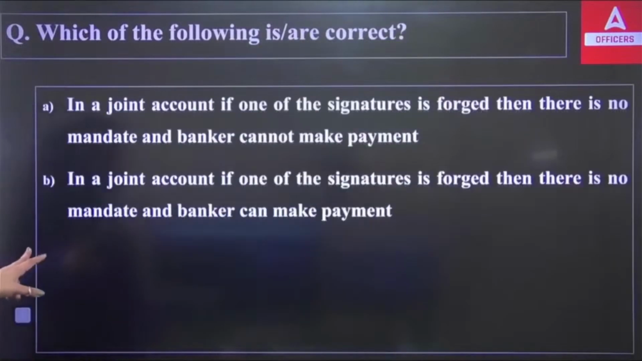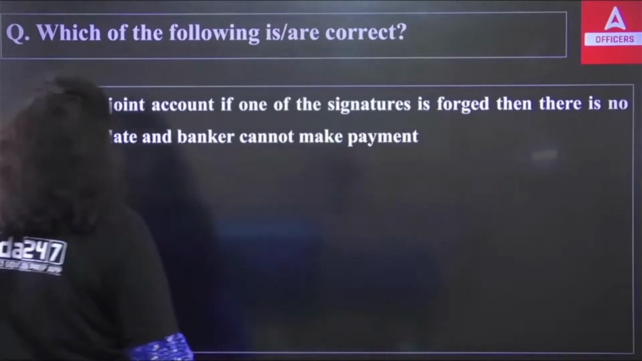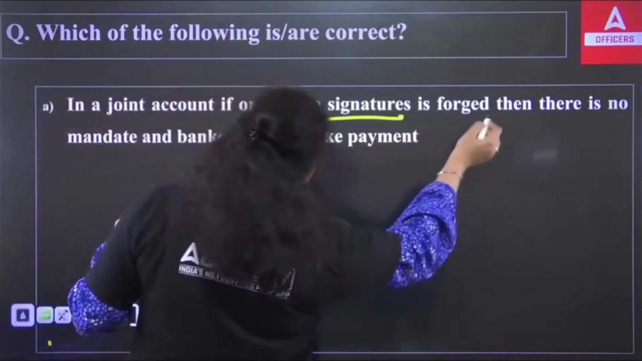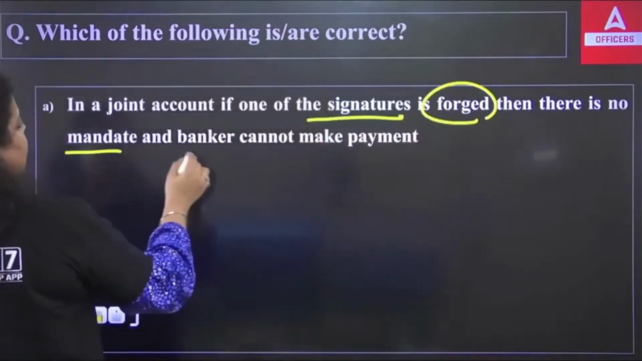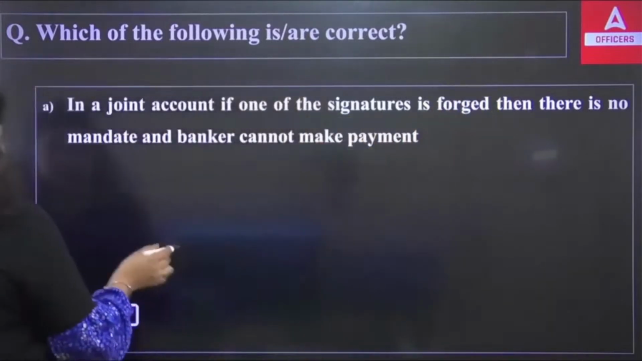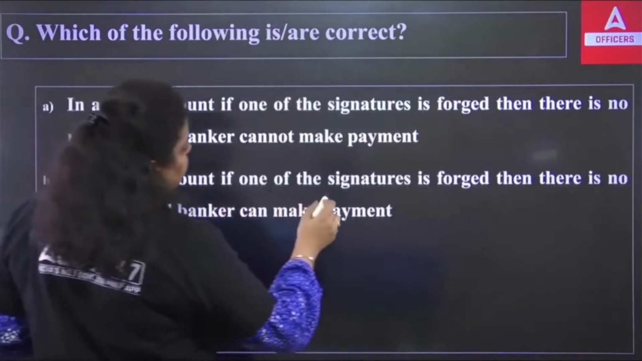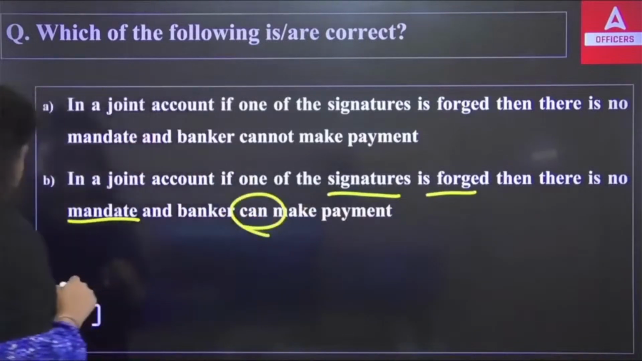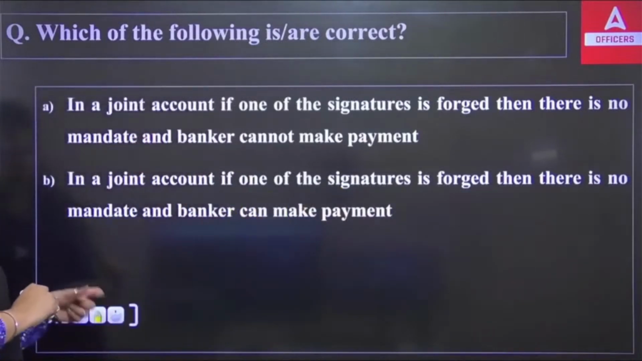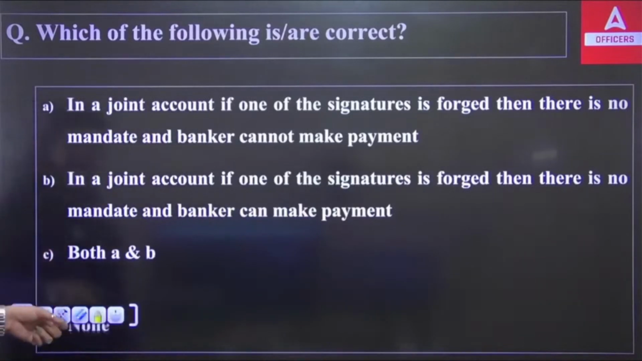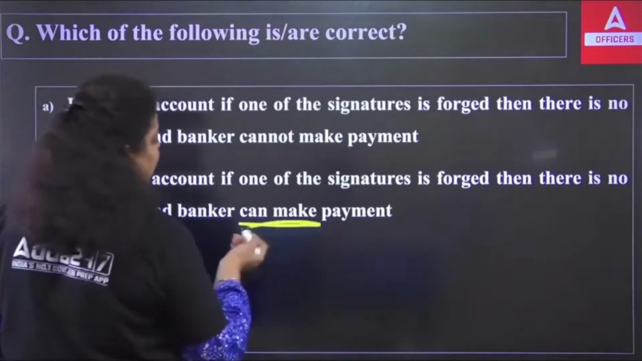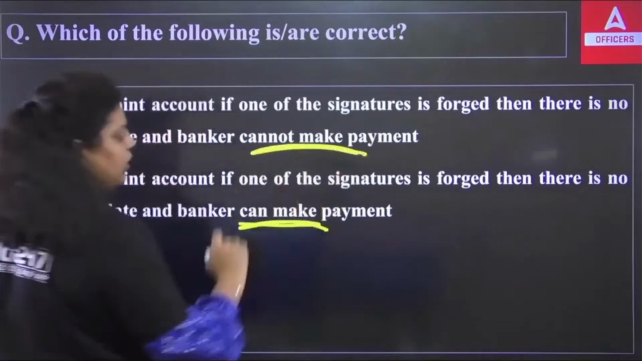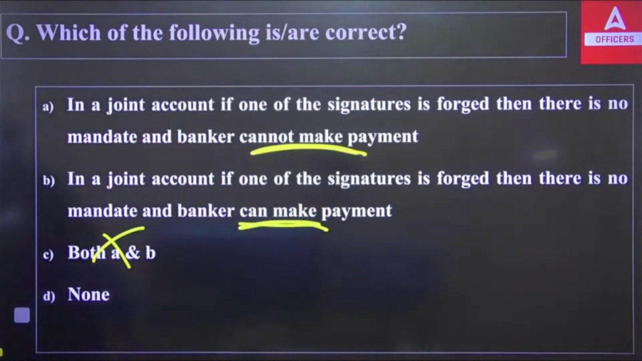The first statement talks about a joint account: if one of the signatures is forged, then there is no mandate and the banker cannot make payment. Then second, in a joint account, if one of the signatures is forged, then there is no mandate and the banker can make payment. The third option is both A and B are correct, and the fourth one is D. So it can't be both. First is saying the banker can make payment, the other is saying the banker cannot make payment. So it can't be option C.